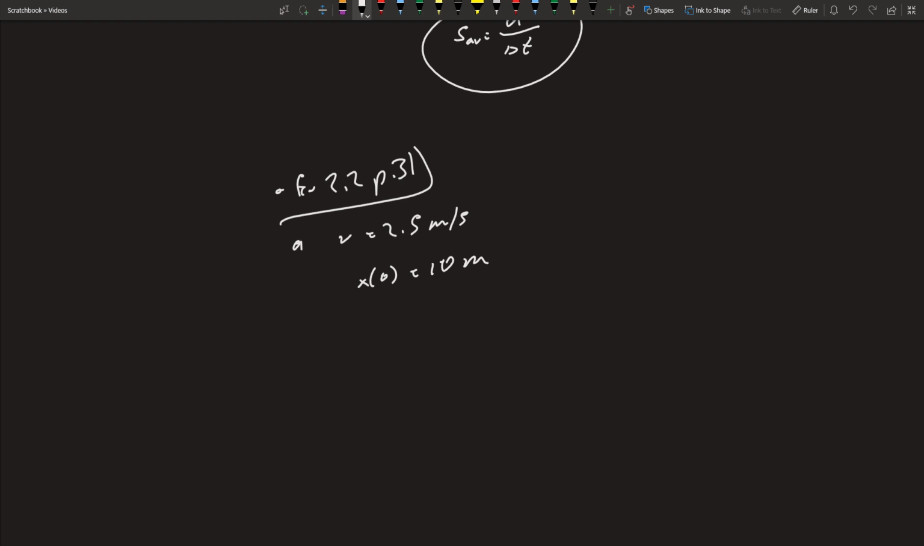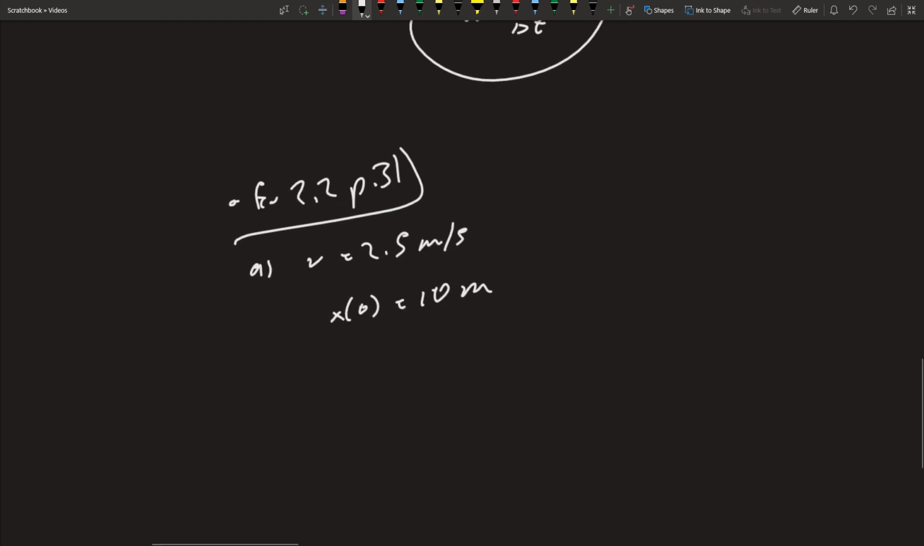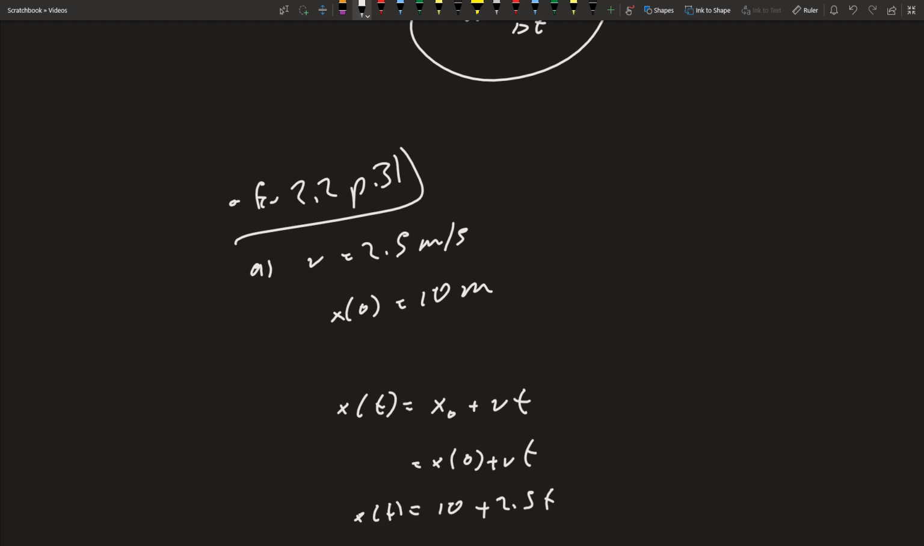So A, we assume that v is positive, okay? That means that we have the equation of motion, x of t, so the function, is equal to the initial position plus velocity times time, which is also equal to like this. It's the same thing, okay? So substitute values, we have 10 plus 2.5t, right? So x of t is that.